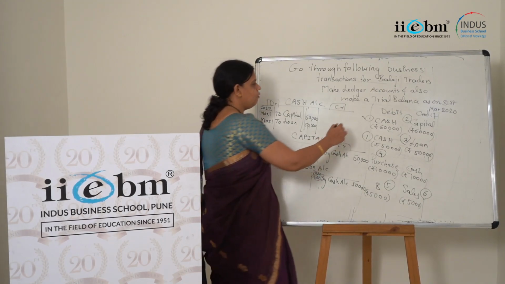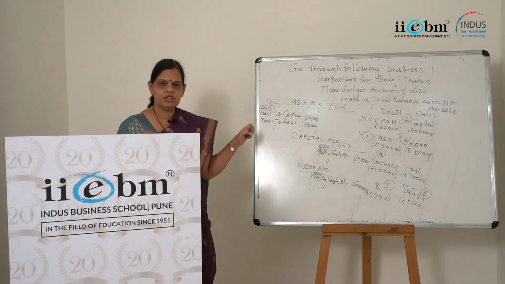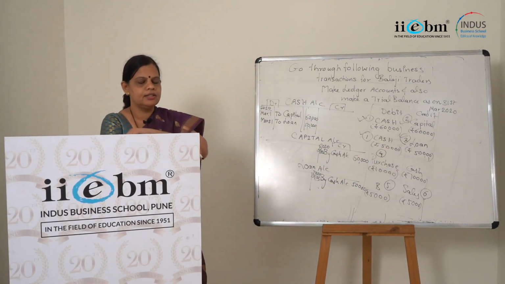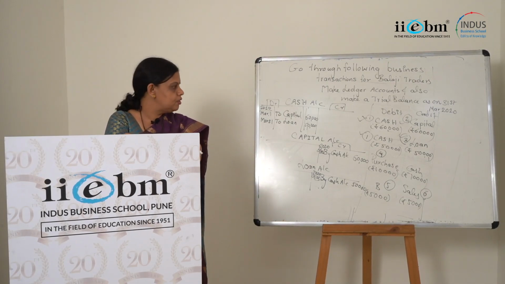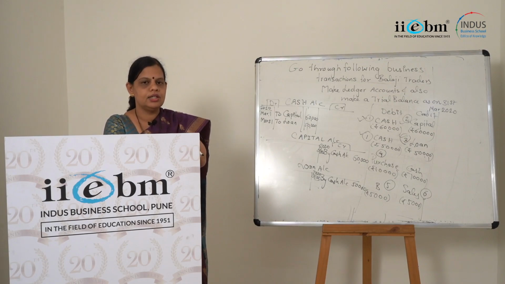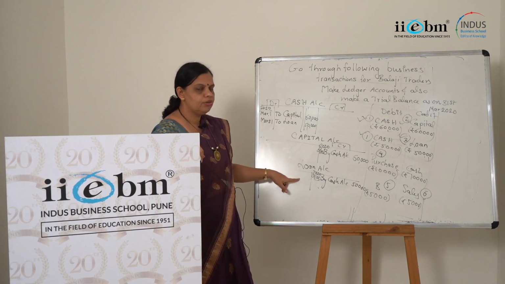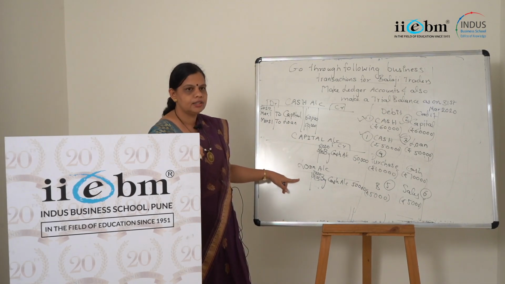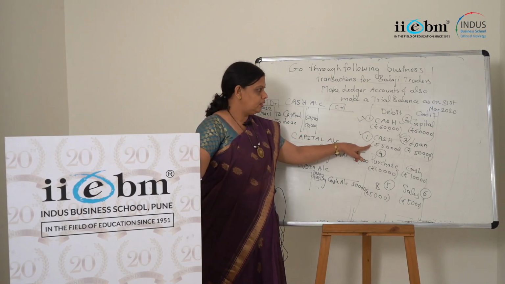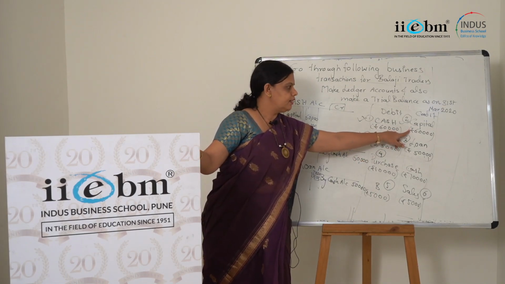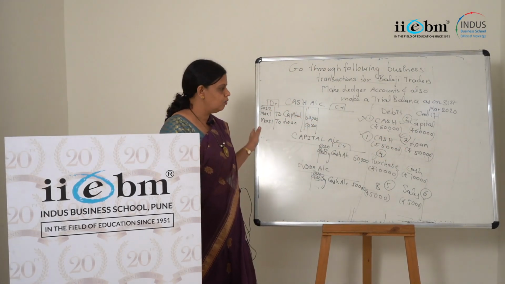So posting of first transaction is over. What was the first transaction? Business is started with cash rupees 50,000 and one loan is taken from the bank, right? So this is how you have opened 3 different ledger accounts for this particular transaction. Cash is debited twice, capital is credited once, loan is credited once. This is how I have made 3 different accounts.